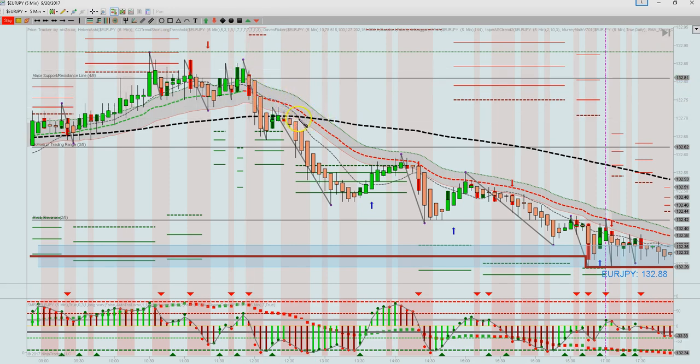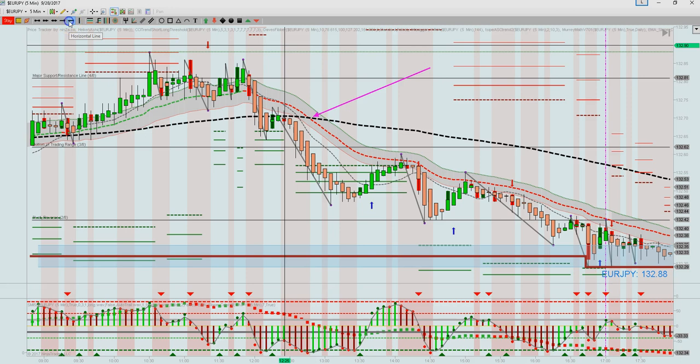The kiss of death is once the red EMA crosses over the black EMA. Let me put a line right here. And what I'm talking about is this right here. This area is the kiss of death. Once you cross under the black and it's already red, it's over with. Let me give you an example of what I'm talking about.